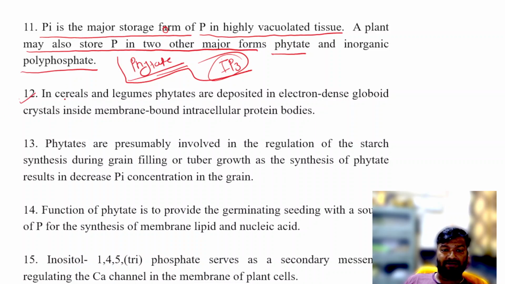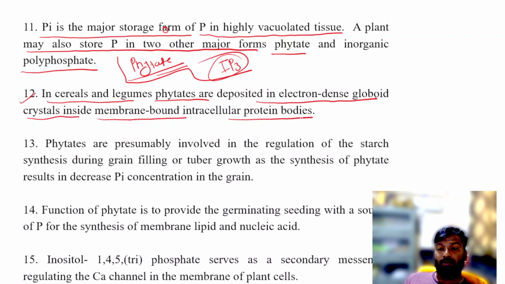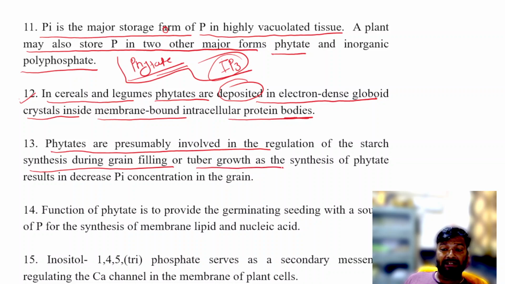Okay, next, in cereals and legumes, phytates are deposited in the electron dense globoid crystals inside membrane bound intercellular protein bodies. Okay, तो ये क्या हो जाते हैं? डिपोजिट हो जाते हैं. And phytate are presumably involved in the regulation of starch synthesis during the grain filling or the tuber growth, as the synthesis of phytate result in the decreased Pi concentration in the grains.